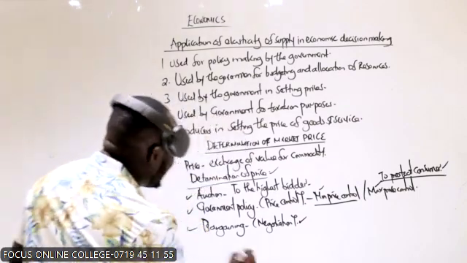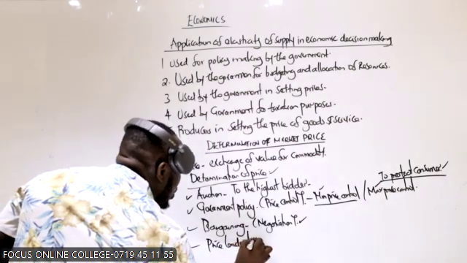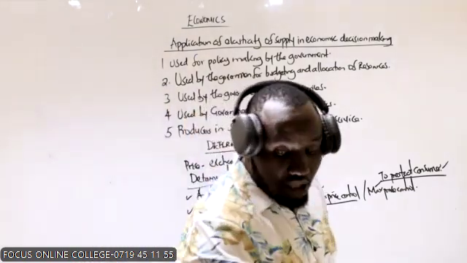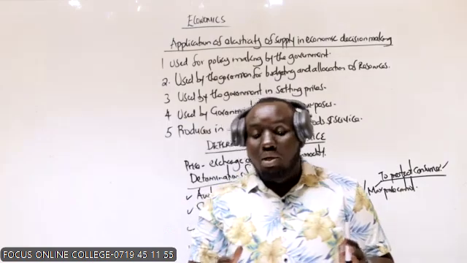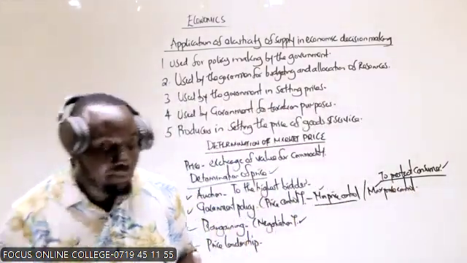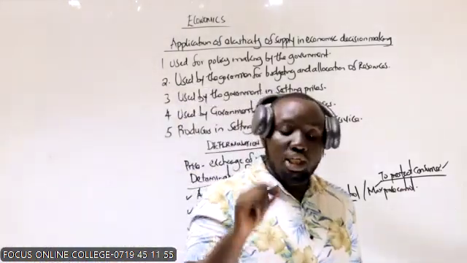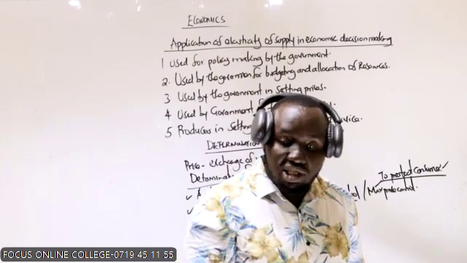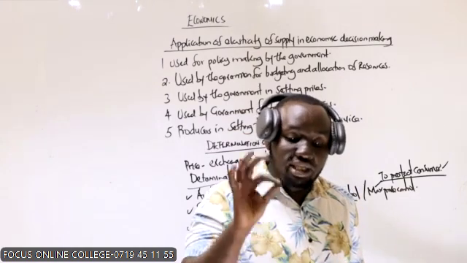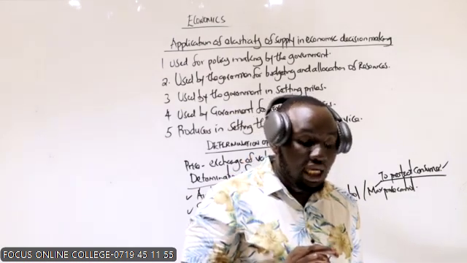Then you have what's called price leadership as another method. Whenever we talk about price leadership, we have a market structure that we call oligopoly, and we shall be able to discuss that in the last topic of microeconomics.